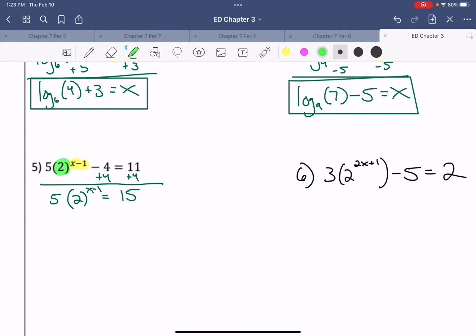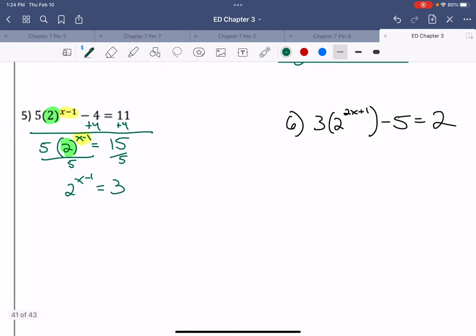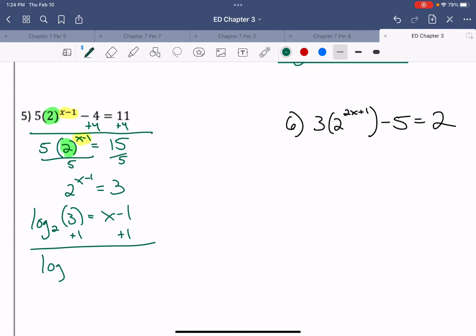Remember, you can't change the 2. So it's not 5 times 2. That doesn't work. So instead, you need to divide it over to the other side. Now it's just like the ones at the top. Change it to a log problem and see if you can finish solving for x. Pause the video if you need to. Log base 2 of 3 equals 1.